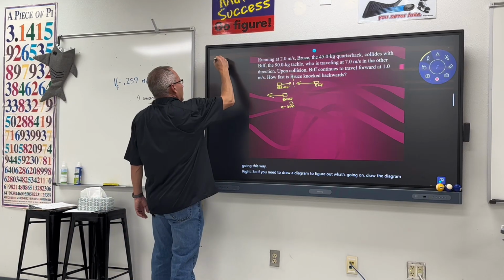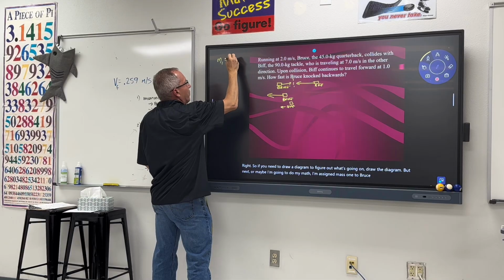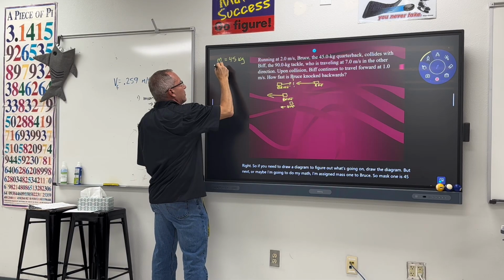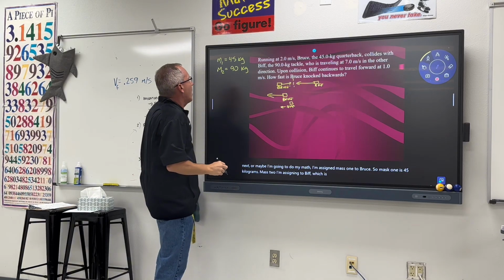But next I'm going to do my mass. I'm going to assign mass 1 to Bruce. So mass 1 is 45 kilograms. Mass 2 I'm assigning to Biff, which is 90 kilograms.